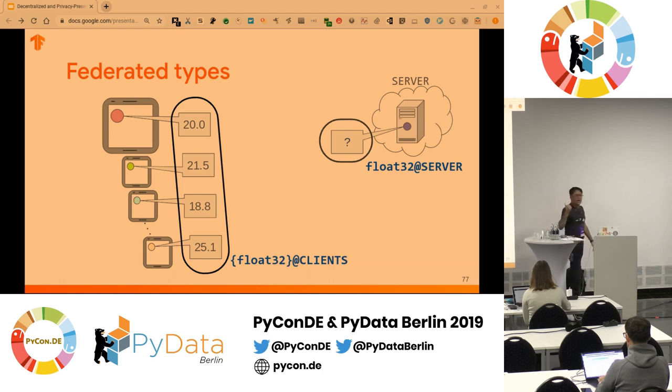Now the server becomes another placement literal, right? So we talked about placement. What we have here is two federated types. One is a type that is a multi-set of floats at clients, being this thing called a placement, and then another, a singular value, float 32 at the server, being this other placement.